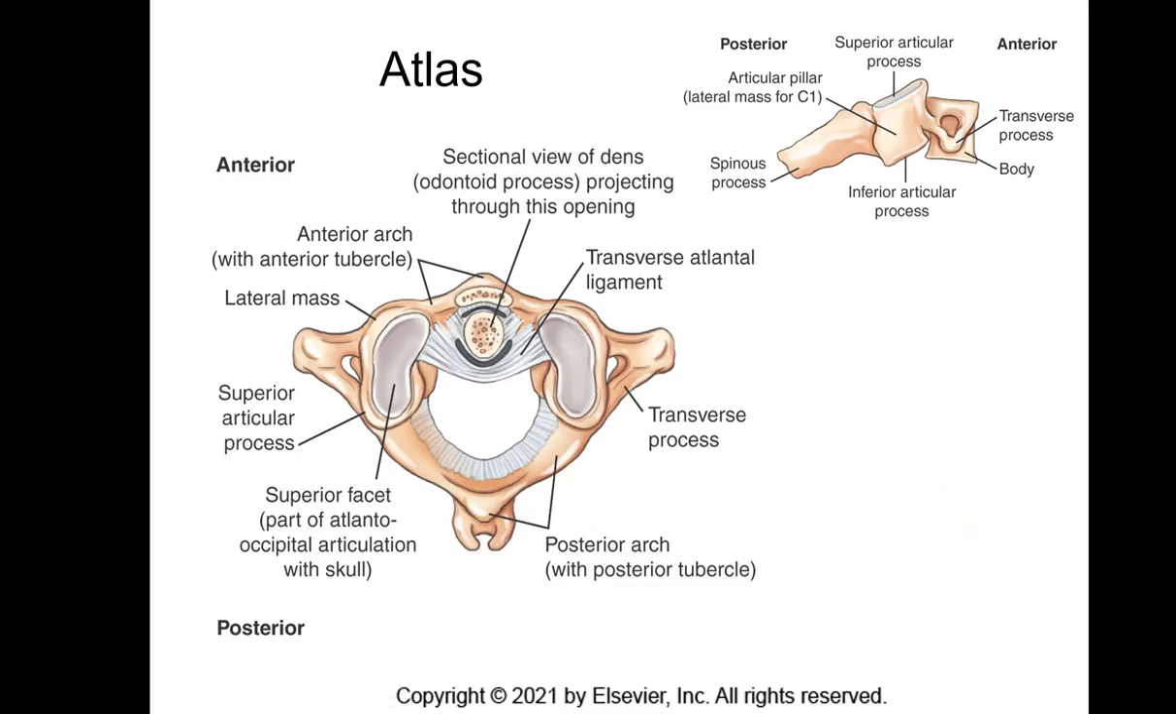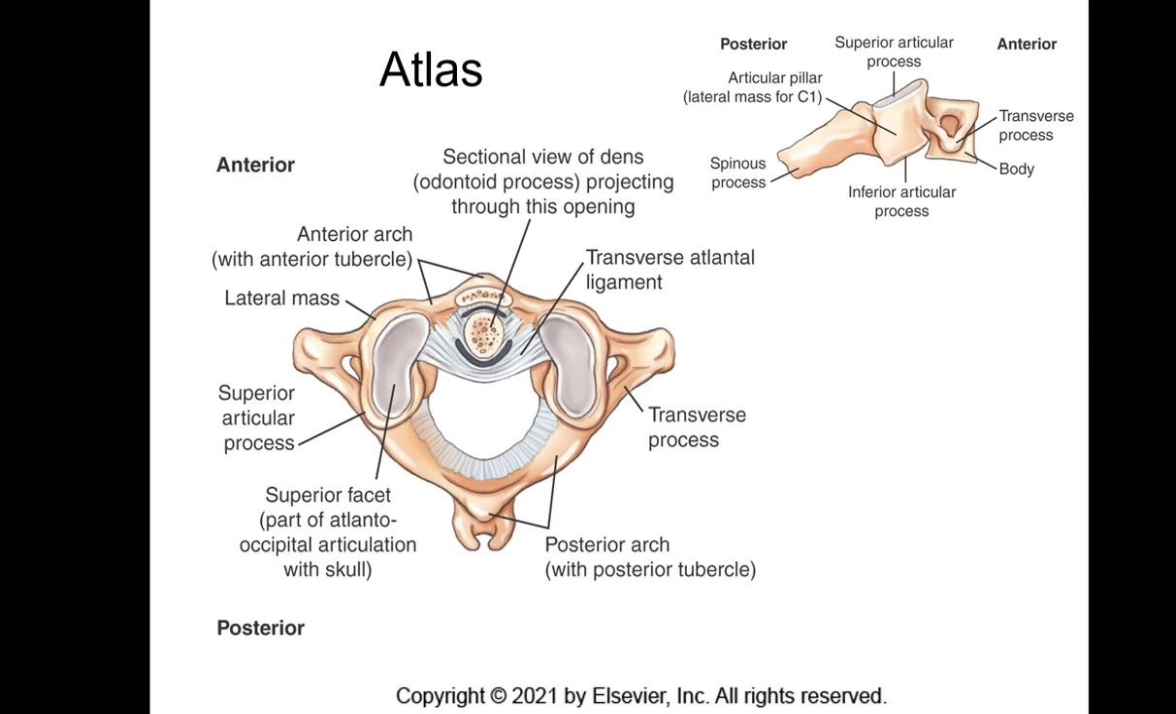The right and left superior articular processes of C1 have a large depressed surface called a superior facet. And remember, facet is just a surface for articulations. These superior facets, which you can see here and here, articulate with the base of the skull.